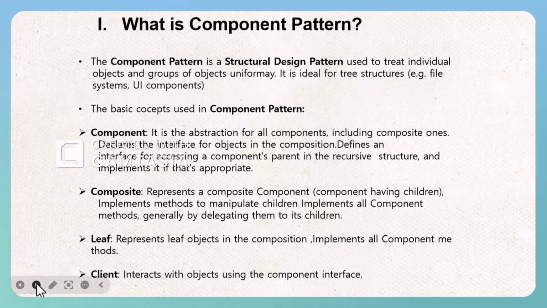The second thing is the composite. Composites represent a composite component having children, and implement methods to manipulate children. It implements all component methods, generally by delegating them to its children. The third concept is the leaf. What's a leaf? A leaf represents leaf objects in the composition and implements all component methods. And the fourth one is the client, which interacts with objects using the component interface.